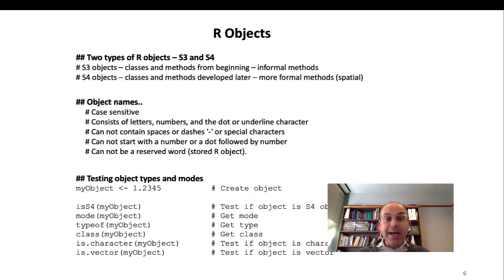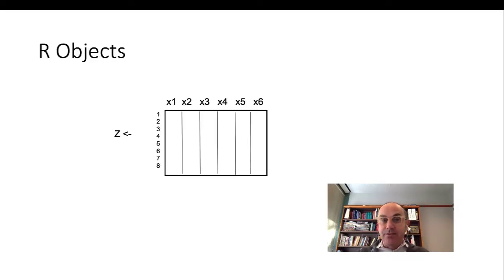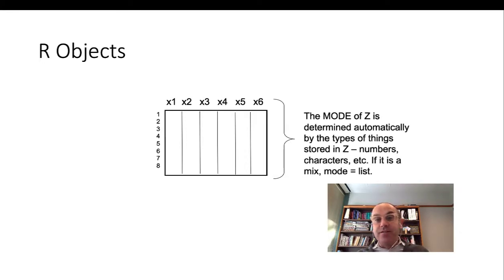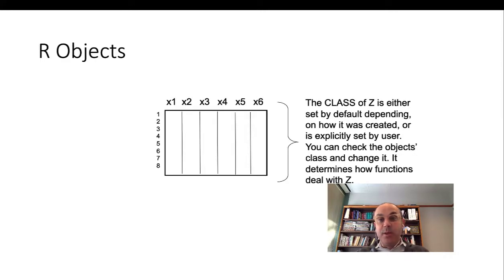So the idea here is that testing object types and modes helps us to understand the essence of S3 and S4. So our object, as we learned, has a mode of Z, which can be determined automatically by the type of thing stored in Z, such as numbers, characters, or a list, and what is the difference between them.